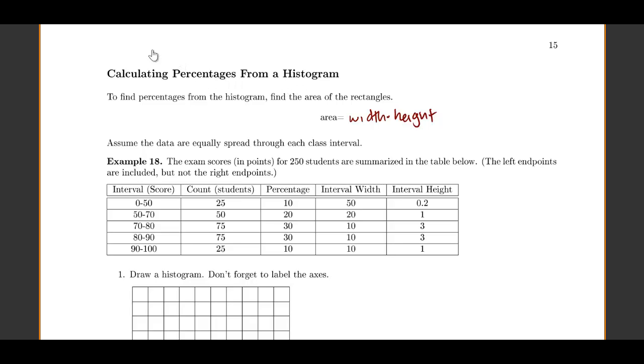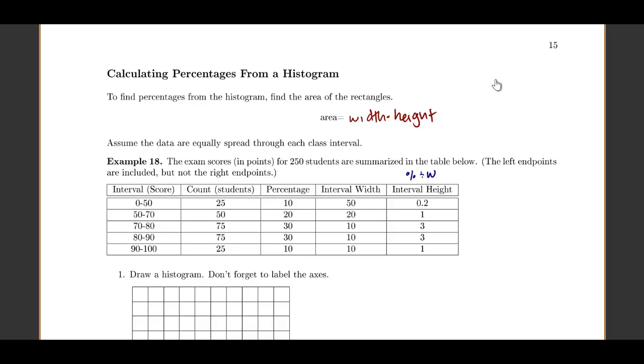Okay, so example 18, the exam scores and points for 250 students are summarized in the table below. So for each interval for the score, like 0 to 50, 50 to 70, 70 to 80, etc. And then I've counted up how many students are in each interval, the percentage of students that is, the interval width, and then for the interval height, remember that the height is just the percentage divided by the width.